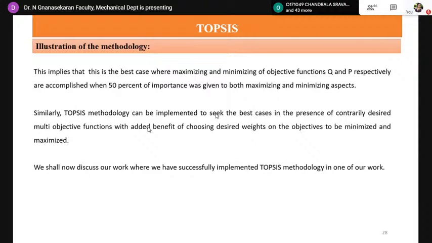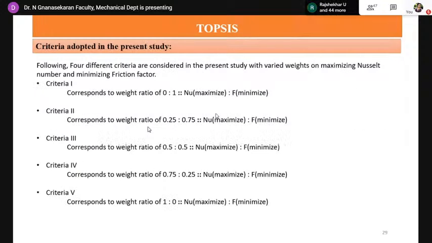So we can also vary the weightage. You can even give 100% weightage to the pumping power and 0% to the heat dissipation, and you can carry out the analysis.